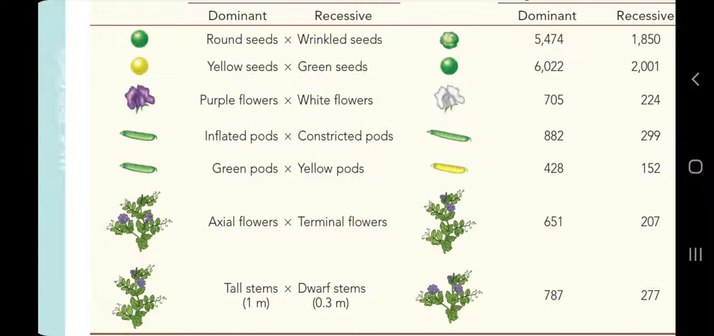So in this table we can see that for 7 features, 7 characters, there are 2 different traits, and in every pair one trait is dominant and the other trait is recessive. What a character is and what a trait is I also discussed in my previous video.